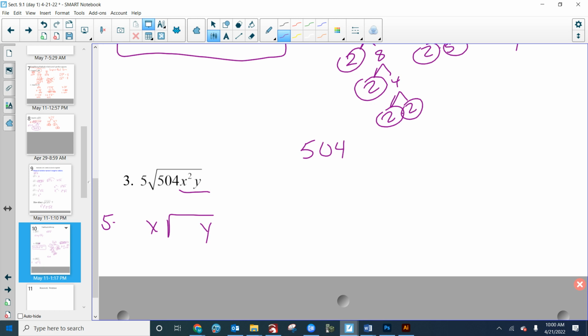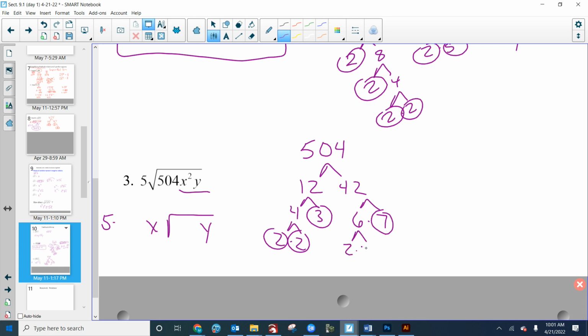Guys, start dividing. What goes into 504 besides 2? Try some numbers. 12 and what? 42. Thank you. Again, you didn't have to start with that. I know 12 is 4 times 3. 3's prime, and I got 2 times 2. So I got 2 times 2 times 3. 42, what goes into 42? 6 and 7. 7's prime. 6 is 2 times 3.